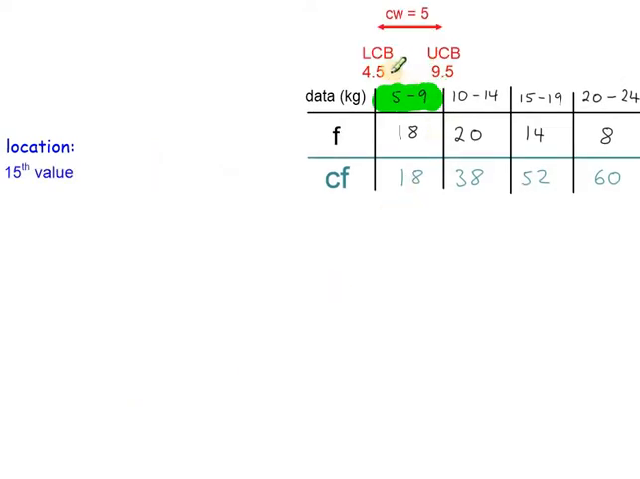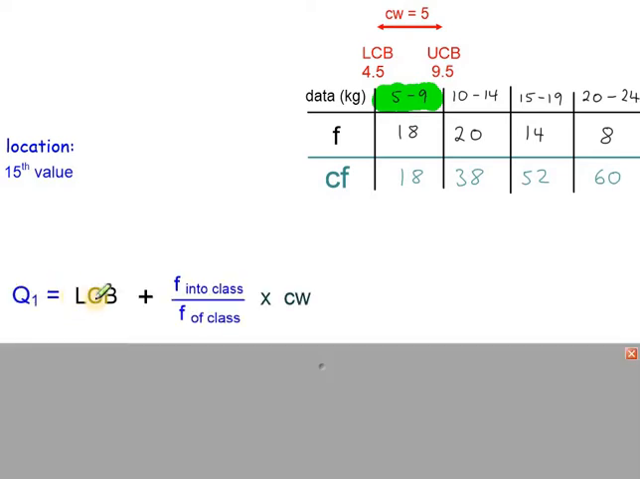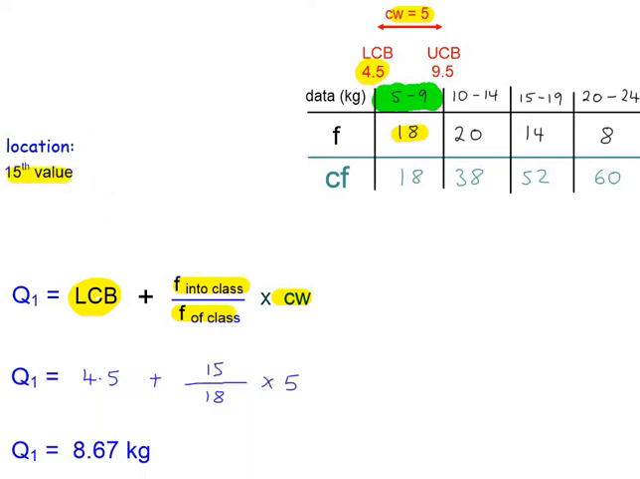So we calculate the boundaries. This is 5 to 9, so 4.5 for the lower boundary, 9.5 for the upper class boundary, class width of 5. So the lower boundary, 4.5, the frequency of the class, 18, the class width, 5, the frequency into the class. Now there are no class intervals before this, so it will just be the 15 that we've already calculated. Put the values in, we get 8.67 kilograms. And just as a check, 8.67 kilograms is in this class interval.